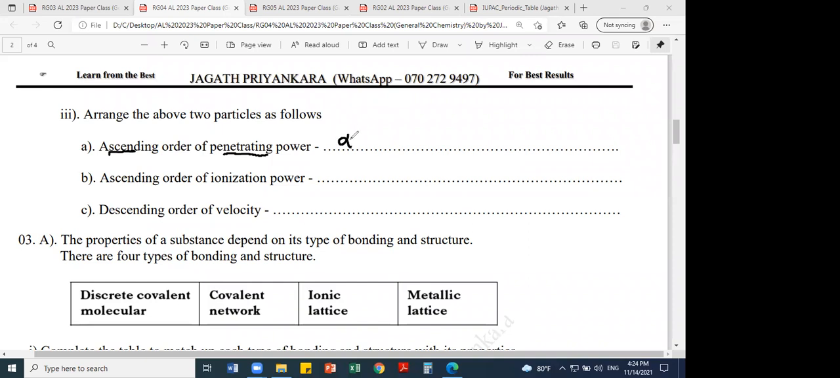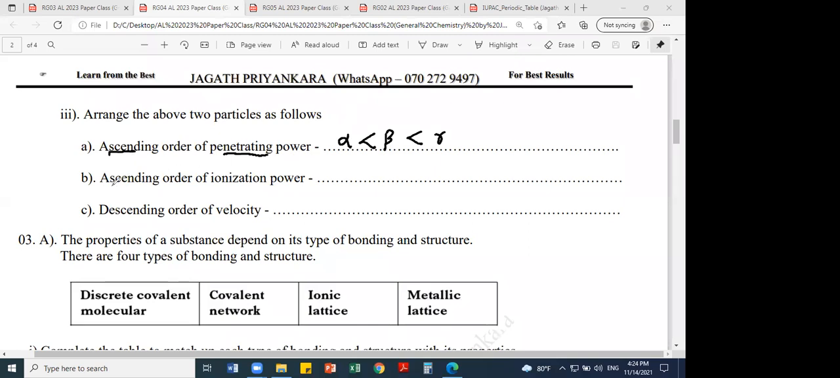Alpha has the lowest penetrating power, then beta, and then gamma. Gamma has the highest. If you want, you can write in words; I put the symbols alpha, beta, gamma. Good. Alpha has the lowest. Gamma can pass even through a concrete slab. Alpha particles you can stop with a cardboard.